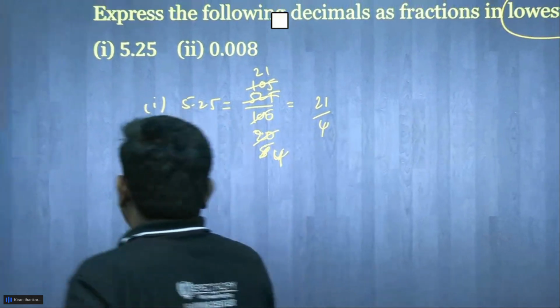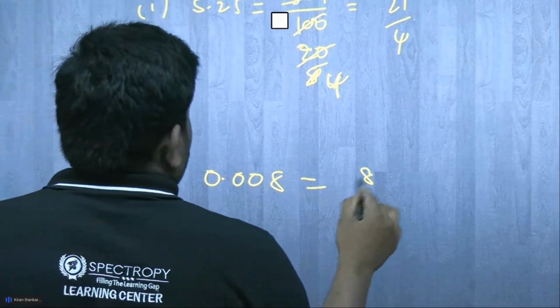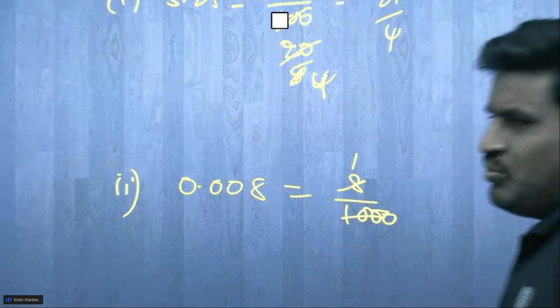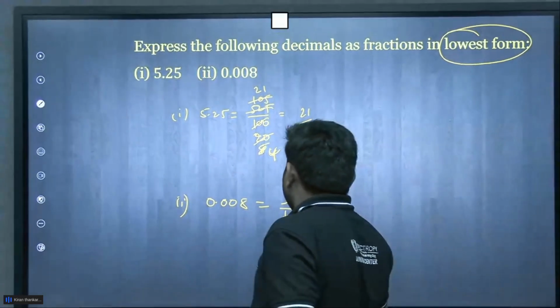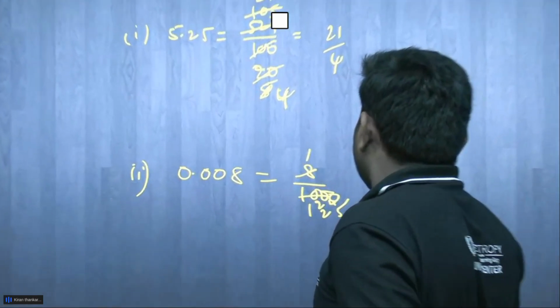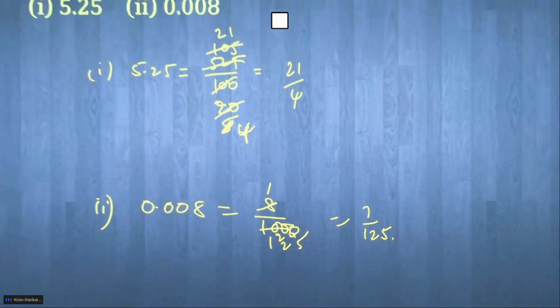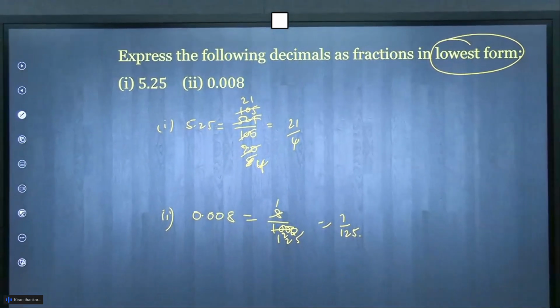Next, let us take one more question, 0.008. So it is 8 by 1000. Simplify here: 8 table is possible, I think. 8 ones are 8, 8 twos are 16, 8 one twenty-fives are 1000. So this one we can write as 1 by 125.